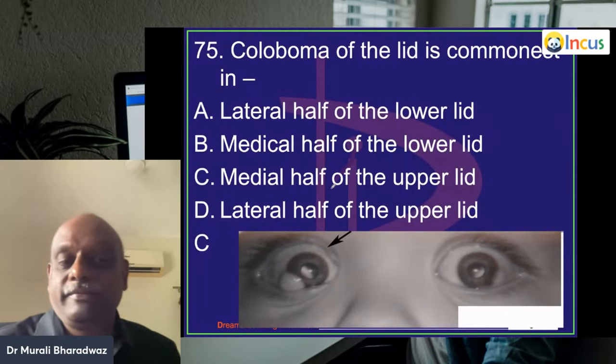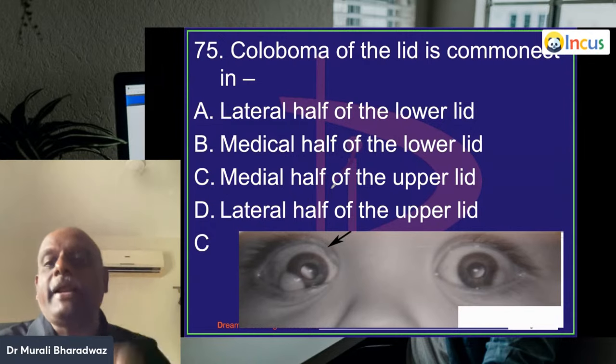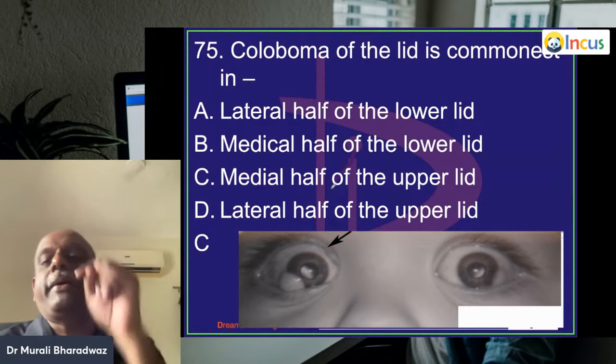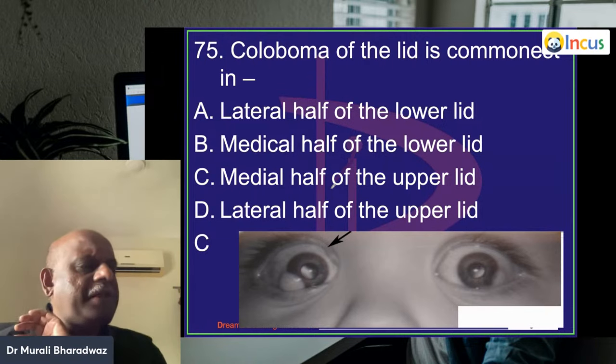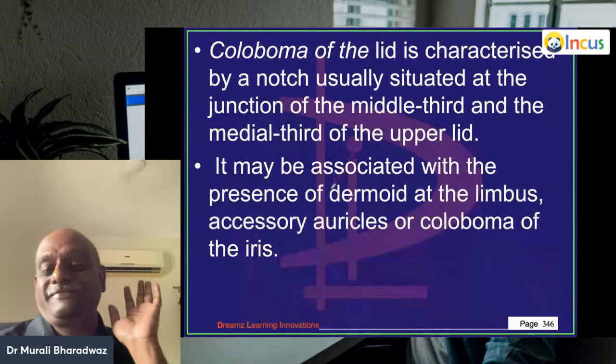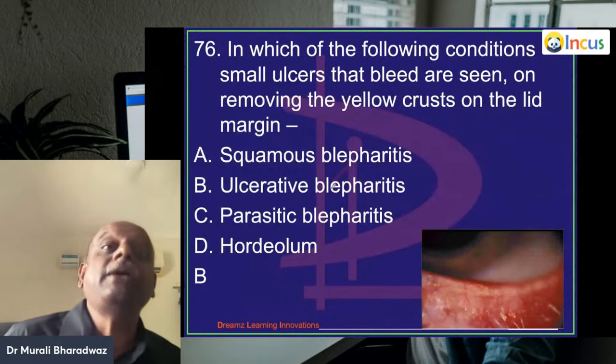Coloboma, it is the medial half of the upper eyelid. The commonest site is the medial half of the upper eyelid. If you don't know this in the exam, you are gone. It's like the Kaun Banega PG Pati program.